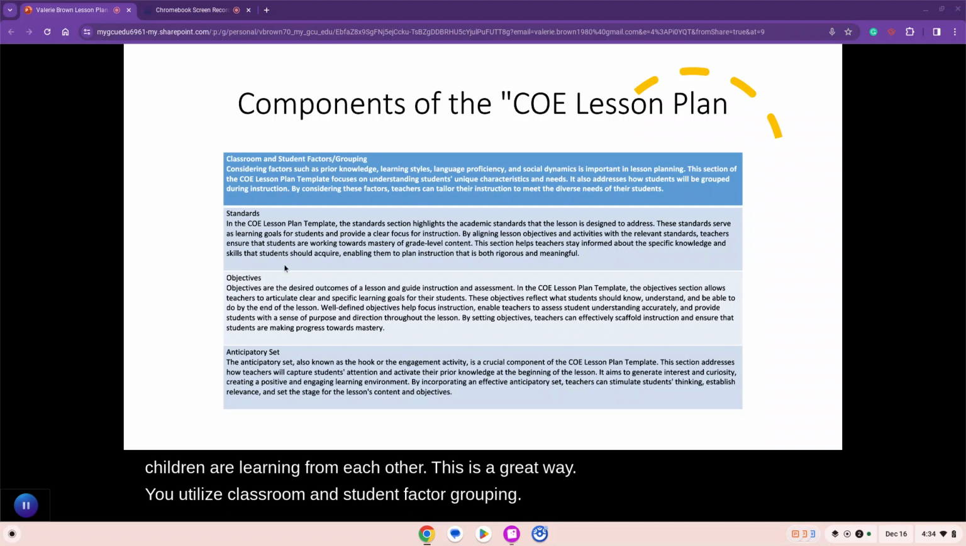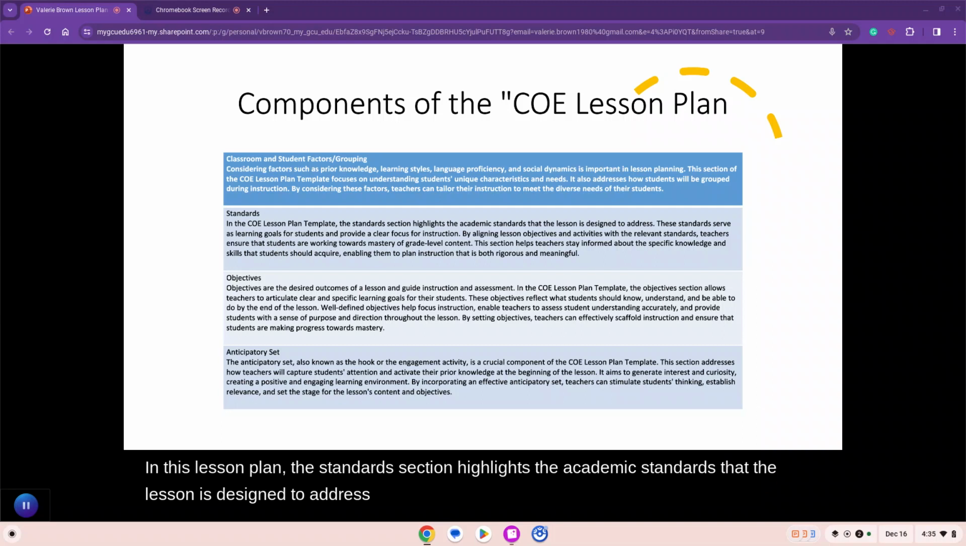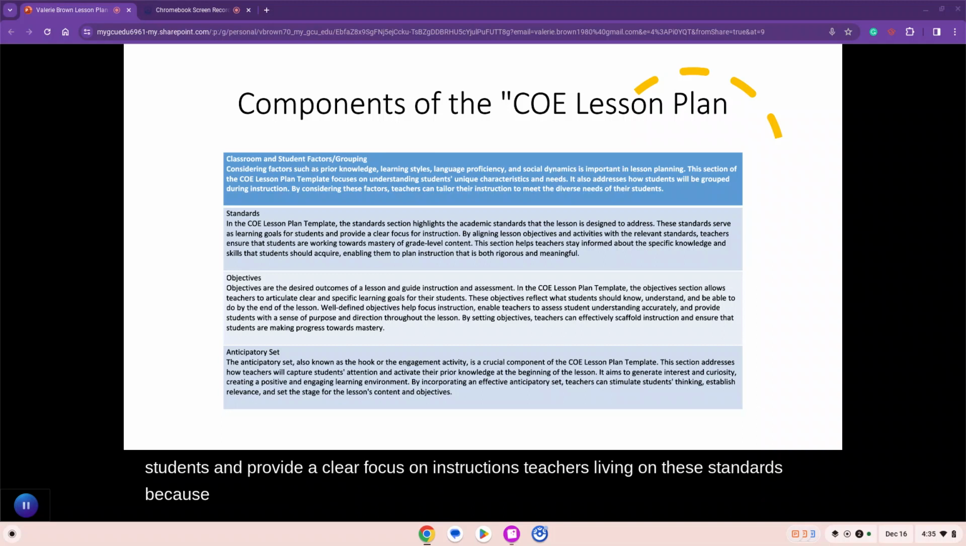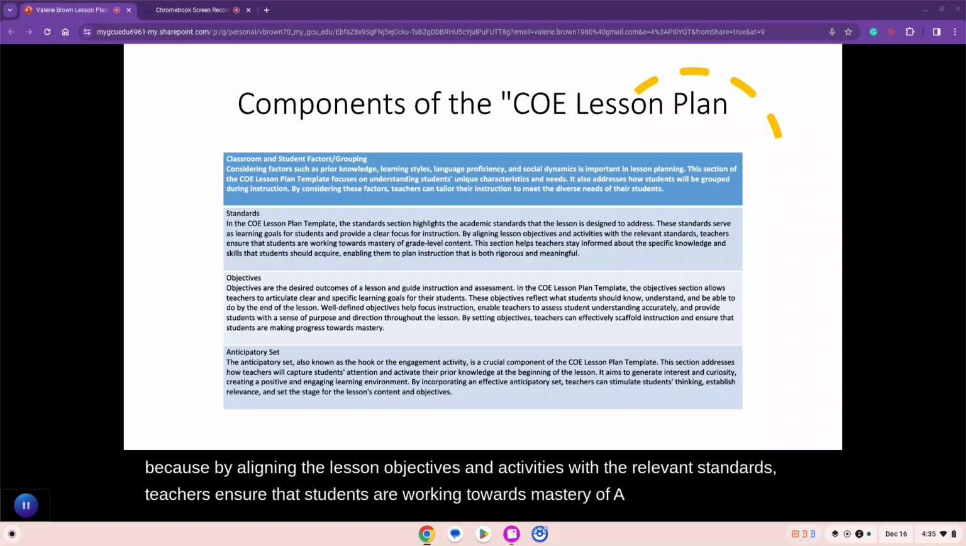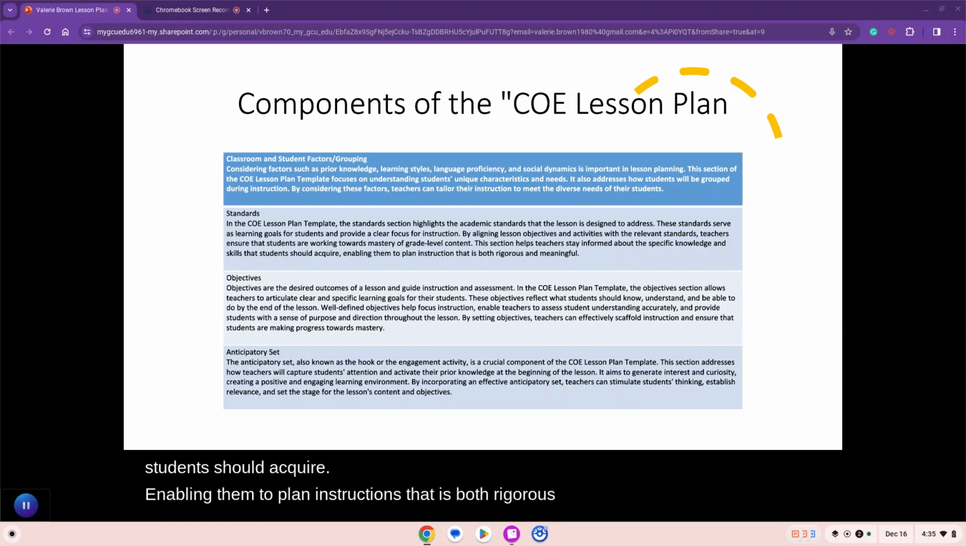Standards. In this lesson plan, the standards section highlights the academic standards that the lesson is designed to address. Very important, the standards serve as a learning goal for students and provide a clear focus on instruction. Teachers lean on these standards because by aligning the lesson objectives and activities with the relevant standards, teachers ensure that students are working towards mastery of grade level content. This section helps teachers stay informed about the specific knowledge and skills that students should acquire, enabling them to plan instruction that is both rigorous and meaningful.